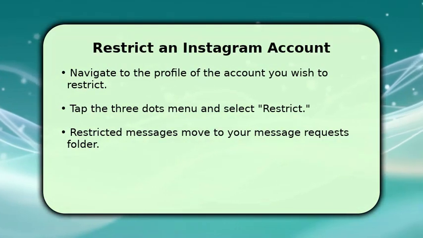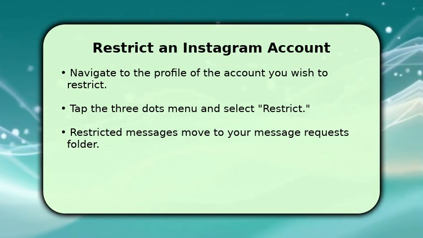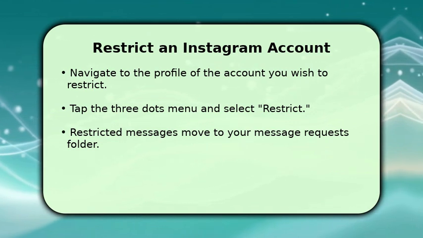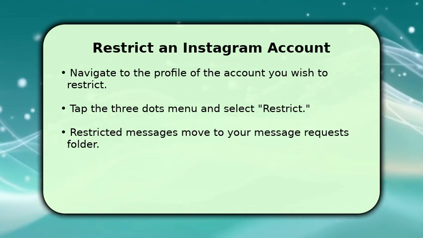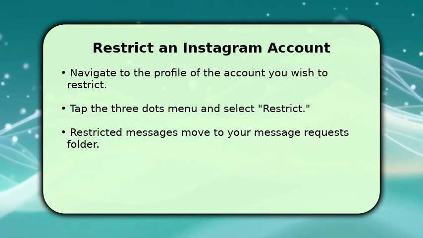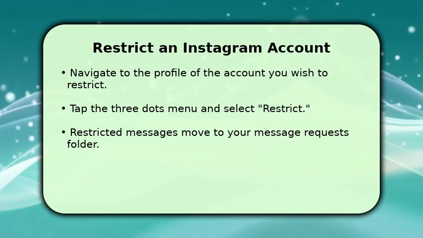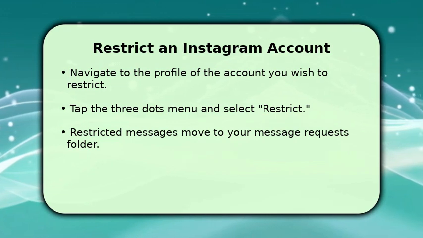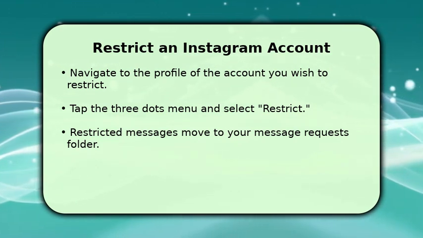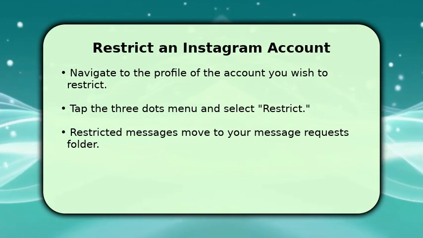Restricting an account is a powerful tool for managing unwanted interactions. To restrict someone, go to their Instagram profile. Tap the three dots icon in the top right corner, then select Restrict. Their messages will then move to your message requests folder, and they won't see when you're online or if you've read their messages. This helps maintain your privacy without blocking them entirely.